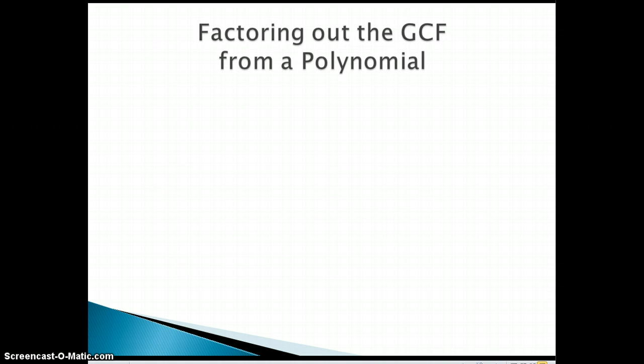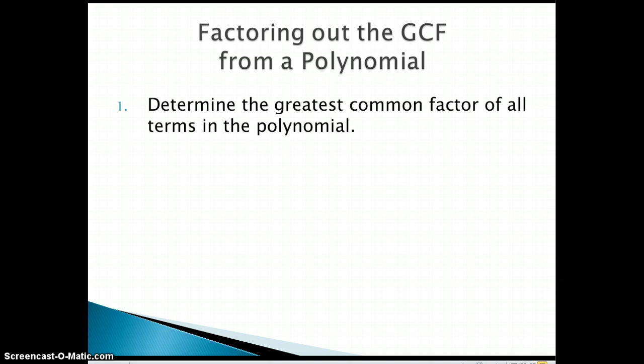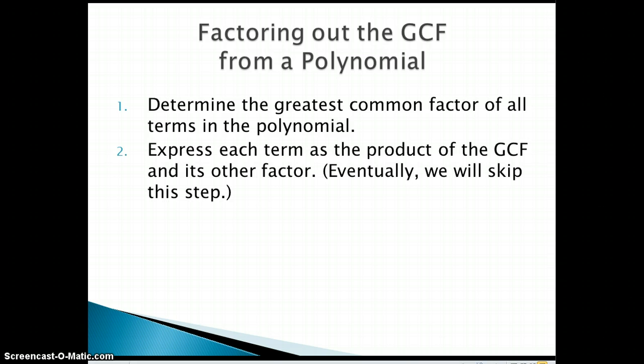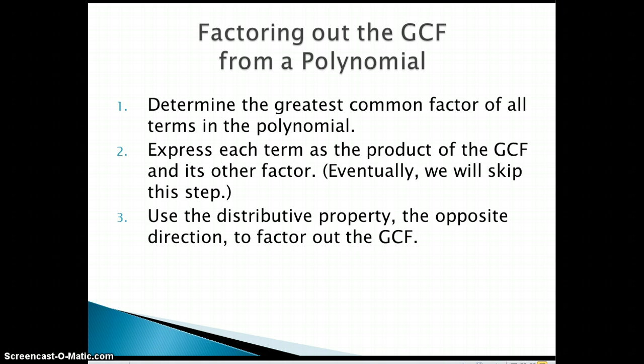So now we're going to look at how we factor out the GCF from a polynomial. Our first step is to find the greatest common factor. Then we express each term as the product of the GCF and its other factor. Eventually you should be able to skip this step. The third step is to use the distributive property, the opposite direction that you're used to using it, to factor out the GCF.